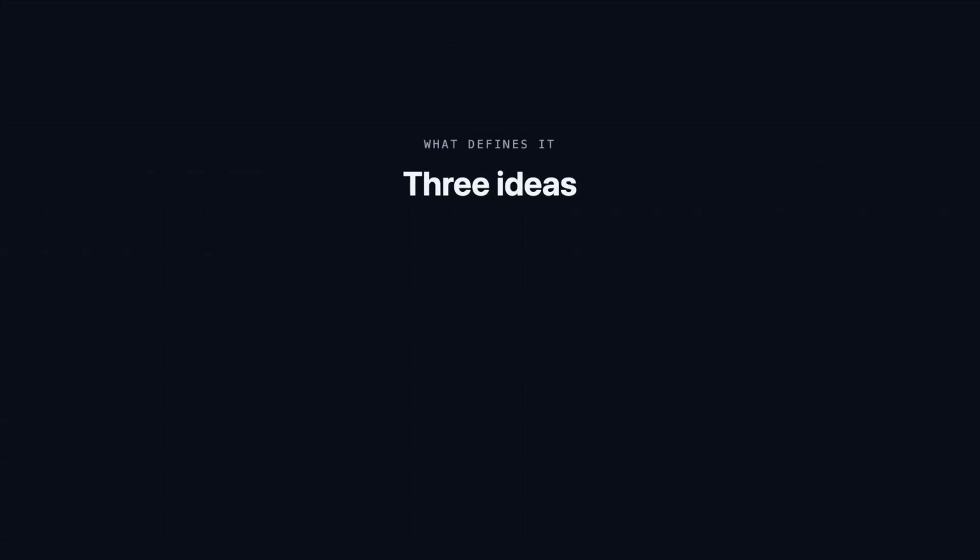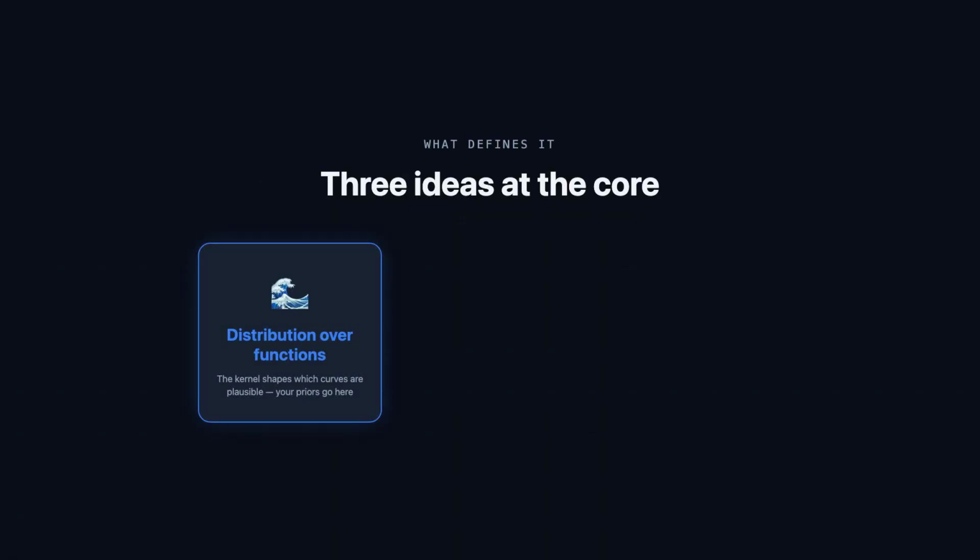Now that we've seen the mechanics, let's pull out the three ideas that really define a Gaussian process. First, it's a distribution over functions, and the kernel is what shapes it. Choose a smooth kernel and you get smooth curves. Choose a rougher one and you allow wilder behavior. Your prior beliefs go straight into that choice.